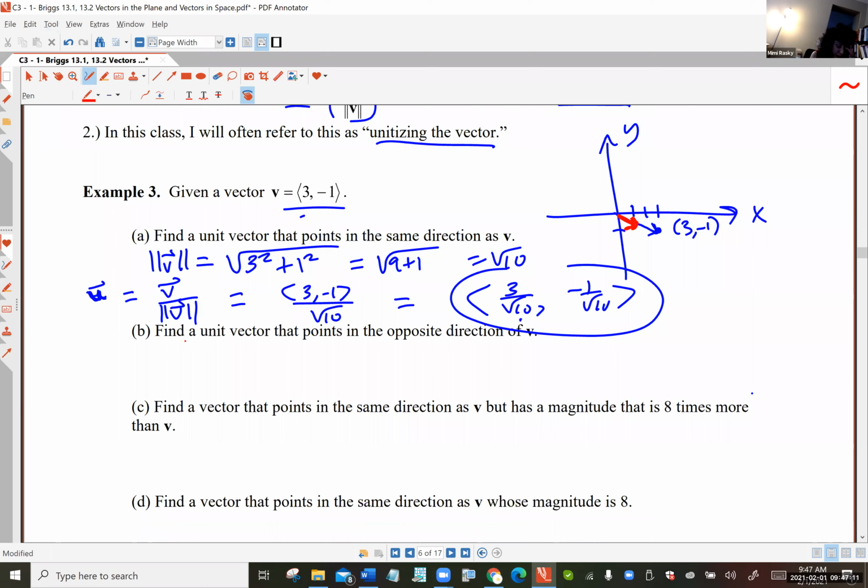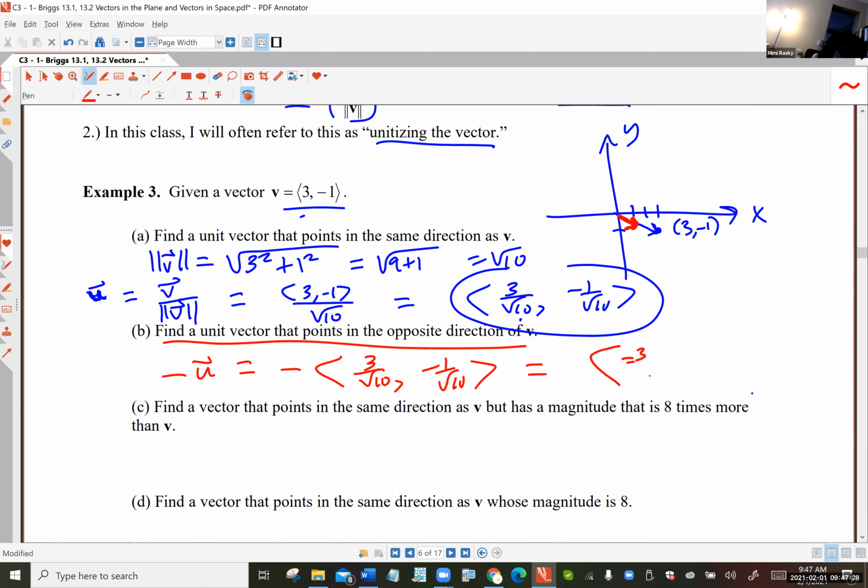Now, how would you find a unit vector that points in the opposite direction of v? No problem, it's just going to be -u. You're just going to take the opposite sign of the original unit vector, and so you'll get this vector, -3 over square root of 10, and negative times negative is a positive, 1 over square root of 10, and there's the answer for letter B. If I had to draw it, it would look like this. It just points in the opposite direction.